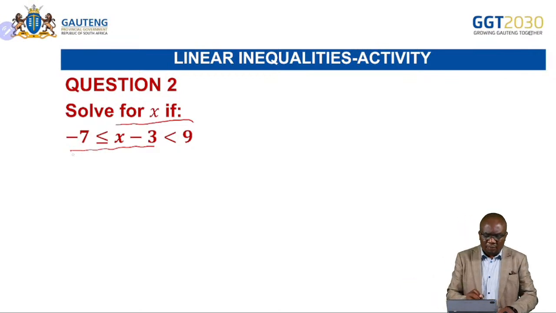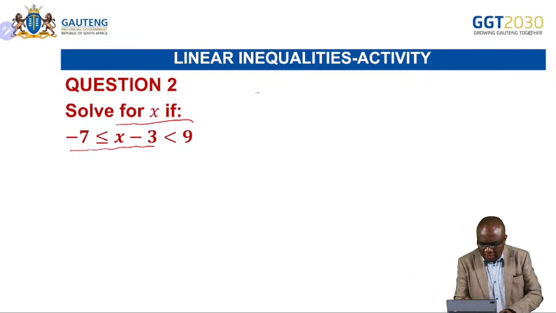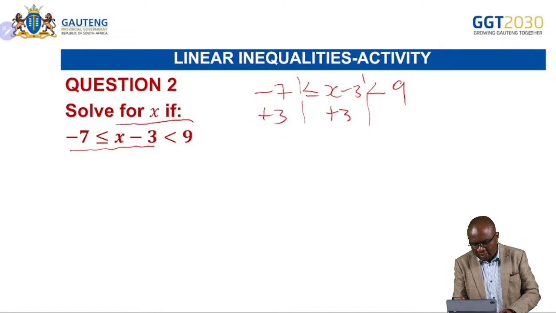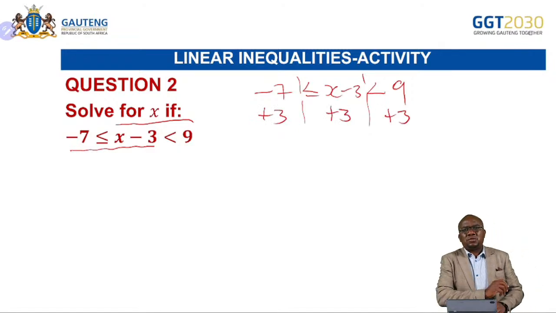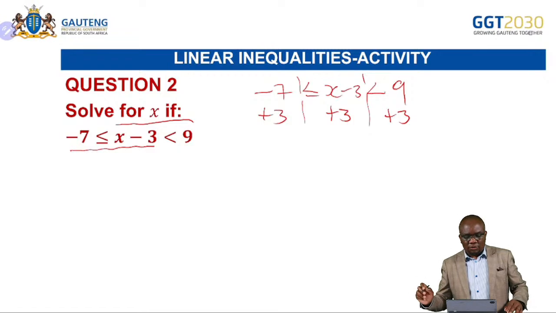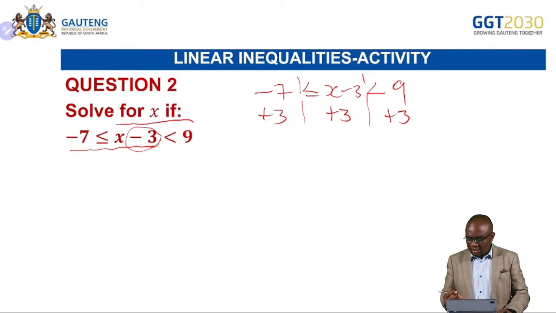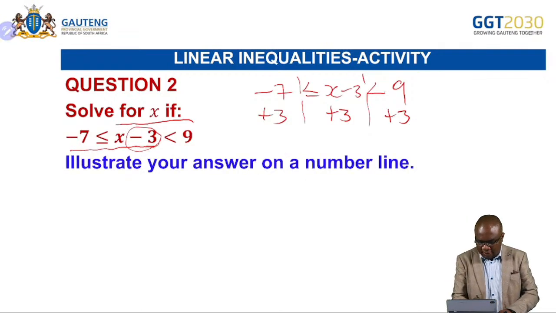Okay, what do I mean by the sections? I am saying we have -7, which is this, and then less than or equals to x minus 3, which is this part, and then we have the 9 here. So if I add 3 here, I must add 3 there, I must add 3 there. So you must do everything, same thing to all the sections. Okay, so here the inverse operation of -3 is +3. So we're going to add 3 in every part of the inequality.